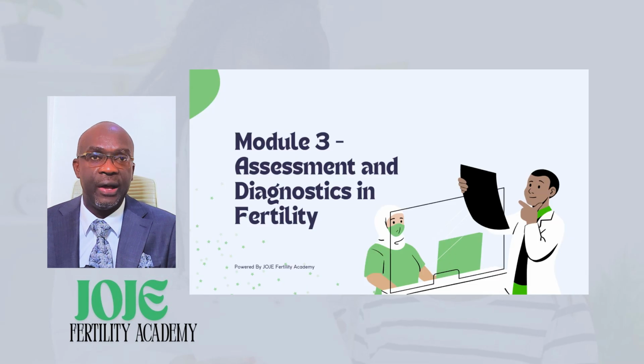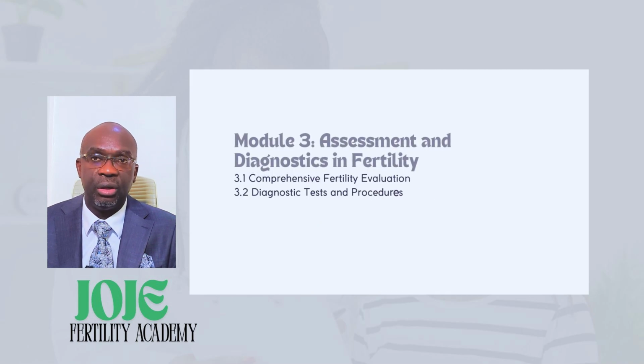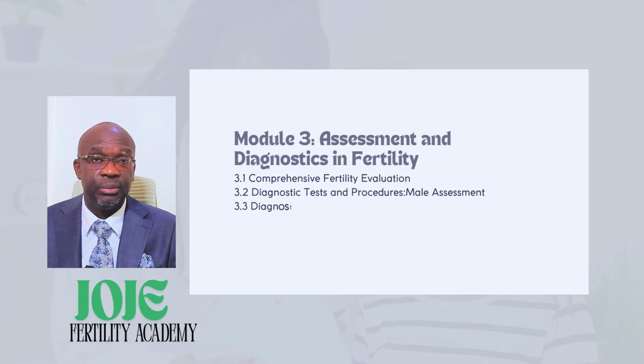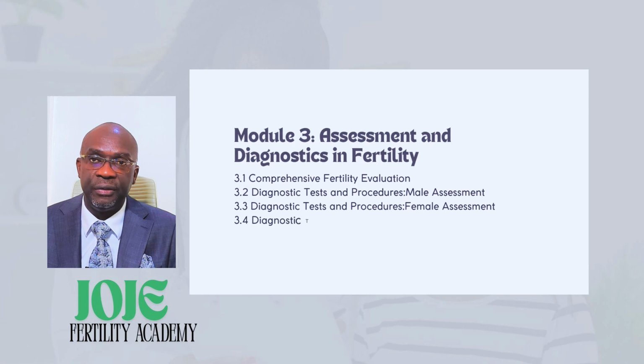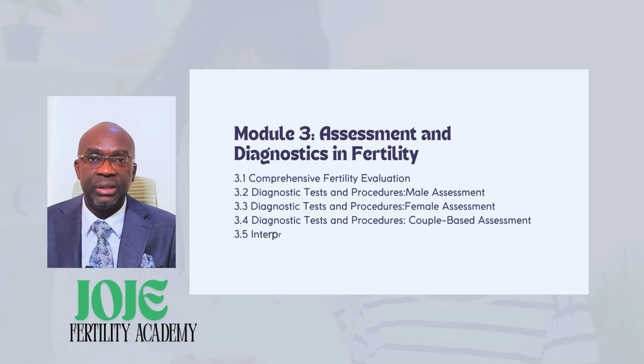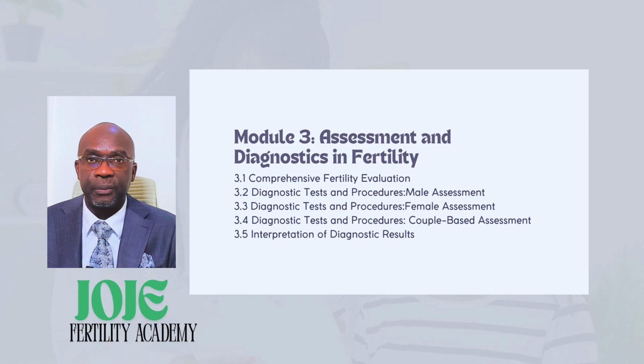Under this module, we have 5 different units. Number 1, we look at comprehensive fertility evaluation. 2, diagnostic tests and procedures with emphasis on male assessment. And 3, diagnostic tests and procedures with emphasis on the female assessment. And then 4, diagnostic tests and procedures with a couple-based assessment. And then lastly, we'll look at interpretation of diagnostic results.